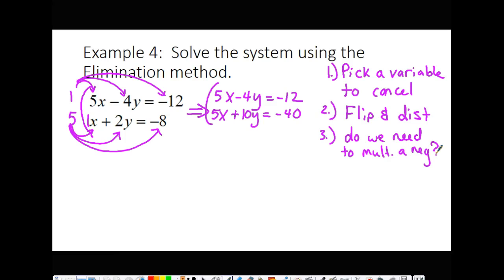If I had picked the y variables, they're already opposite signs, so I wouldn't have to do this step. But I didn't. I picked the x's. Now, I want these to be opposites. So do I need to multiply one of them by a negative? Yes, I do. So my next step is to multiply one of these equations by a negative. Does it matter which one? No, it does not. So I'm going to go ahead and multiply the top by a negative 1 then.